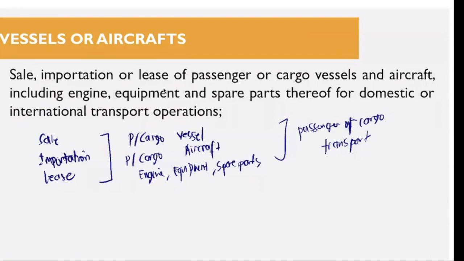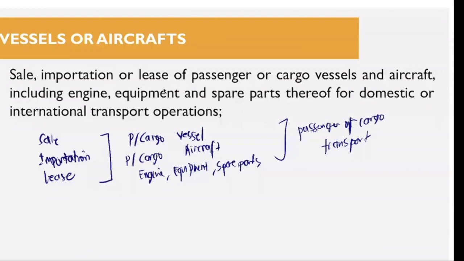What are the exemptions? The selling, importation, and leasing. For example, I will sell to you a ferry used for passenger operations. Ferry for passenger operations, selling, exempt. I will lease to you the ferry for passenger operations, leasing, and the ferry is for passenger operations, exempt.